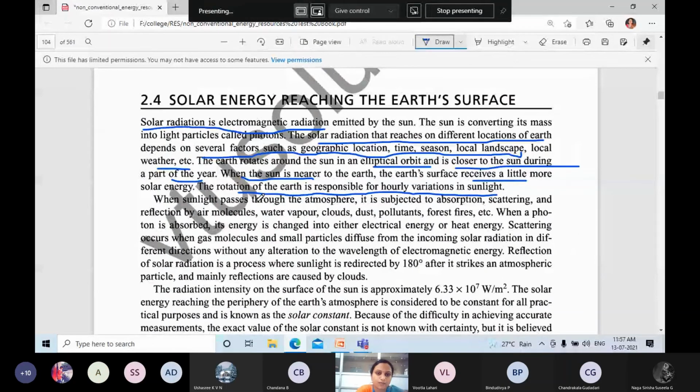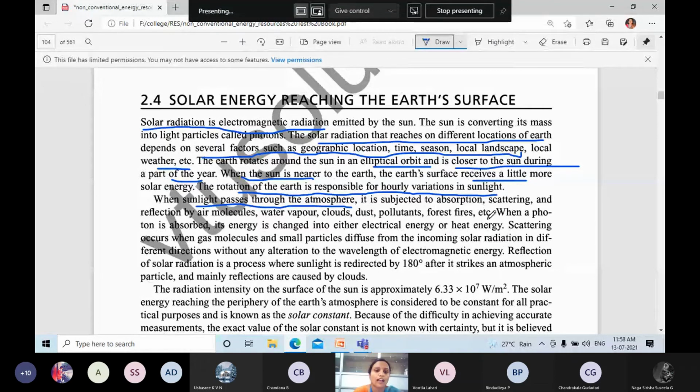We have discussed solar radiation, and also that solar radiation will reach different locations, right? And here, when sunlight passes through the atmosphere, it is subjected to absorption, scattering, and reflection by air molecules, water vapor, clouds, dust, pollutants, forest fires, etc. Right? When sunlight passes through the atmosphere, it is subjected to absorption, scattering, and reflection by air molecules, water vapor, clouds, dust, pollutants, forest fires, etc.